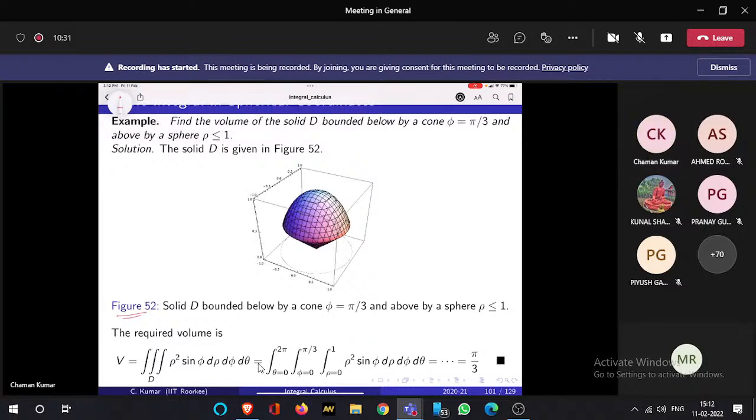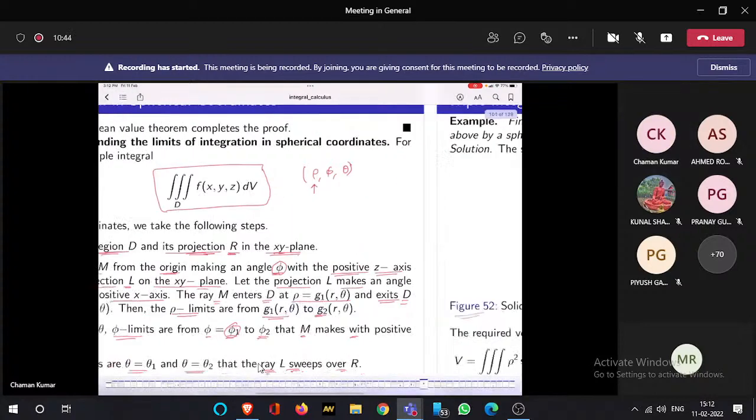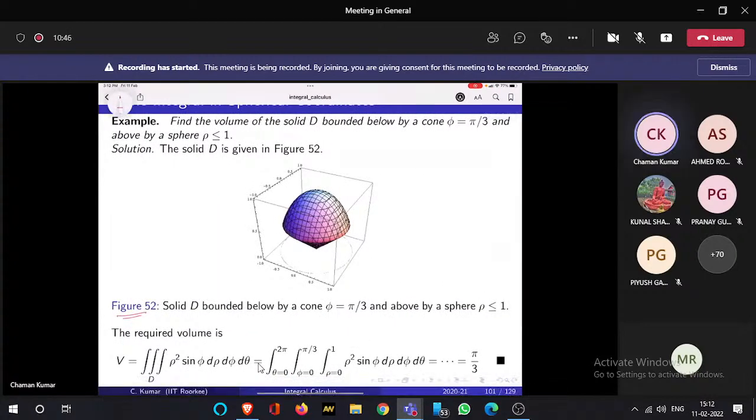All right, so this is the first step. The first step was to plot the region D, and then you also have to plot the projection of the region D in the xy plane. So let us project this solid shape onto the xy plane. The projection is a circle, which is given here in this picture. This is the projection of this solid in the xy plane.